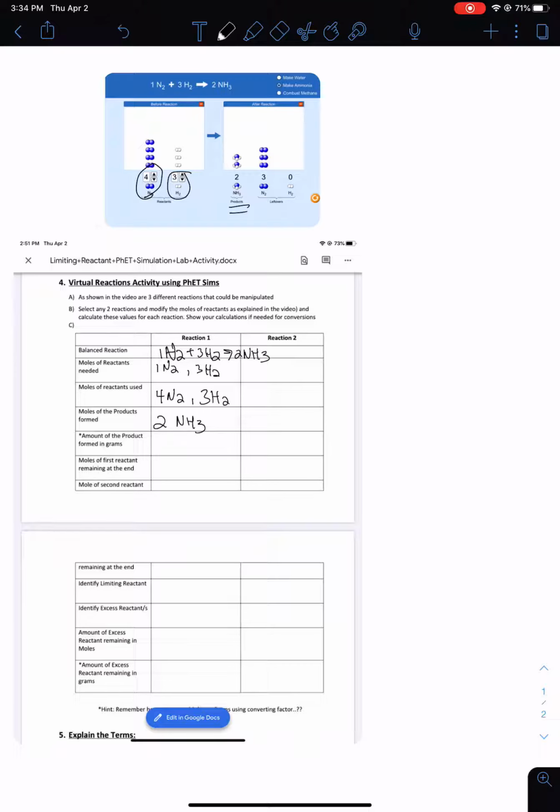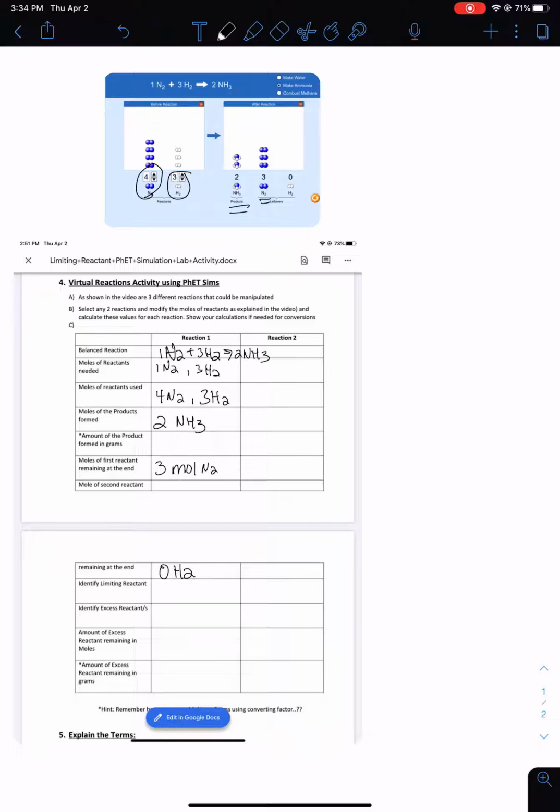The amount of the product formed in grams, you're going to have to do some stoichiometry for this using that equation. The moles of the first reactant remaining at the end, well, our first reactant was nitrogen, and I have 3 moles of nitrogen remaining. The moles of the second reactant remaining at the end, hey, there is 0 H2 left.